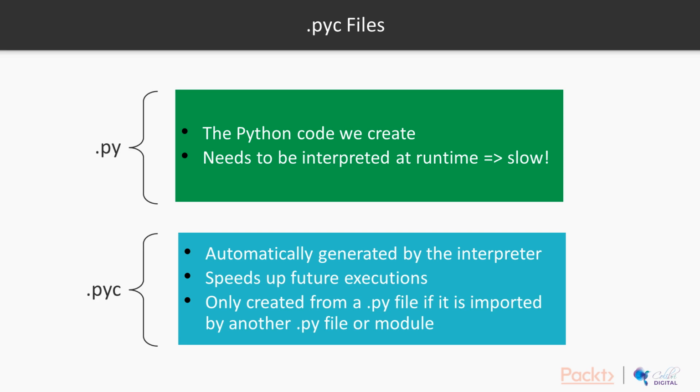When Python interprets your Python code in runtime, what it's actually doing is transforming the code that we know as Python into bytecode so it can then use it to talk to the operating system. By compiling this bytecode and then storing it on disk as PYC files, it avoids interpreting your code again and again if you run the same program twice and you haven't changed the code. So PYC files come by in this way. It's automatically generated by the interpreter and it speeds up future executions. It's actually only created from a .py file if it is imported by another py file or module. So you don't always see PYC files, but if you do see them, now you know what's happening.